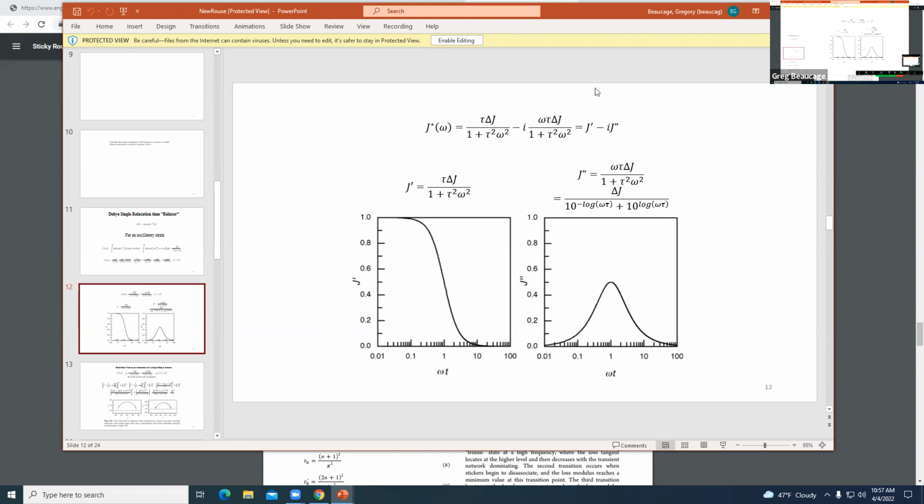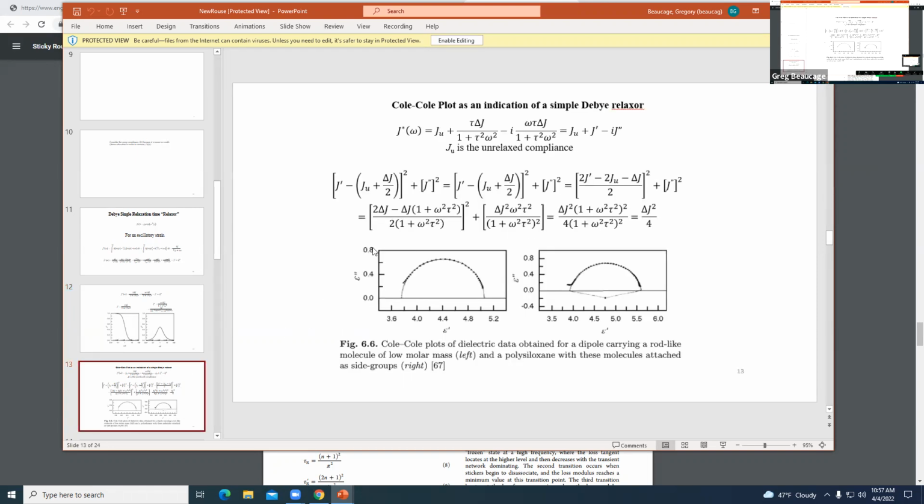Okay, once you have this curve, and if it's a single relaxation, then you can plot J double prime versus J prime in a Cole-Cole plot, which is a nice thing because it looks simple. So basically, you can rewrite this complex equation into the equation of a circle. This is the equation for a circle, and this is like the radius of the circle. So you have x, y as the prime, double prime, and x is the prime.